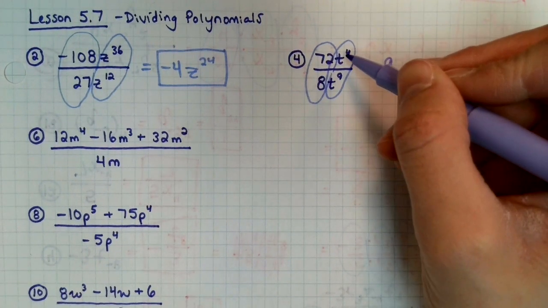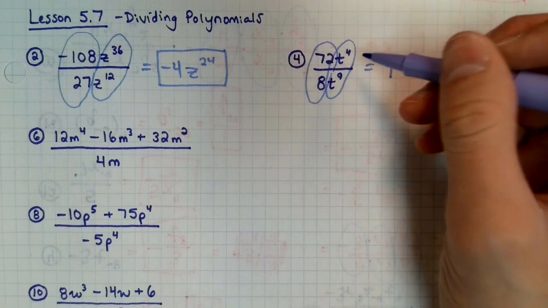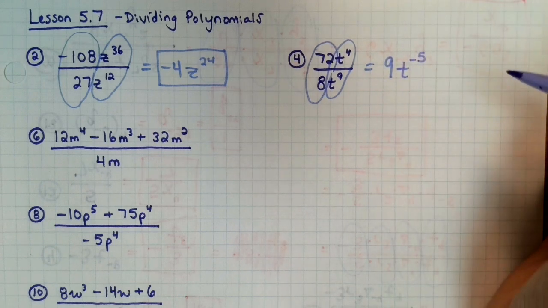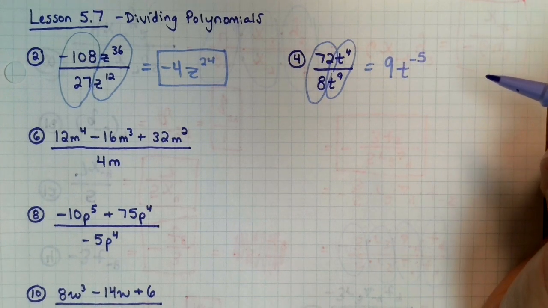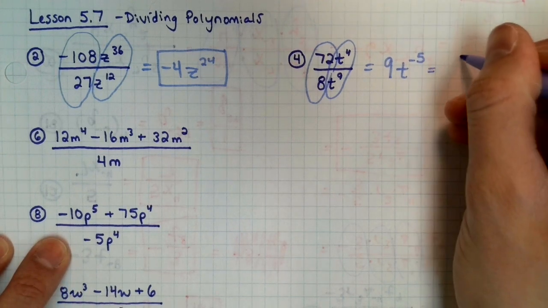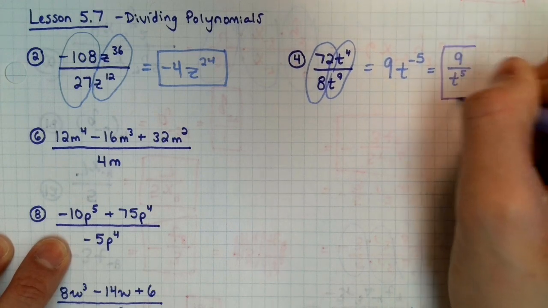And just like the previous problem, we're going to subtract our exponents because that's following the quotient rule for exponents. So 4 minus 9 is negative 5. So we have t to the negative 5. Now, just like the previous lesson with all the negative exponents, again, we don't want the negative exponent on here, so we do need to rewrite this as 9 over t to the 5th. And that would be the final answer for this division question.